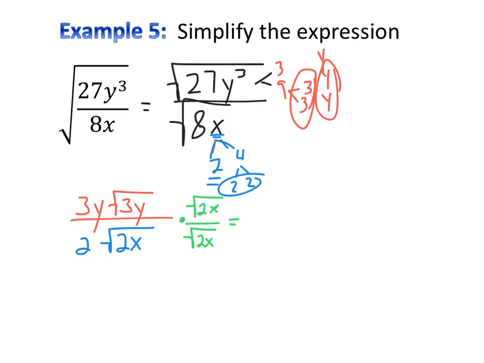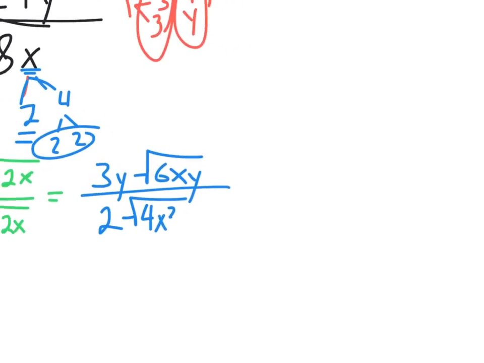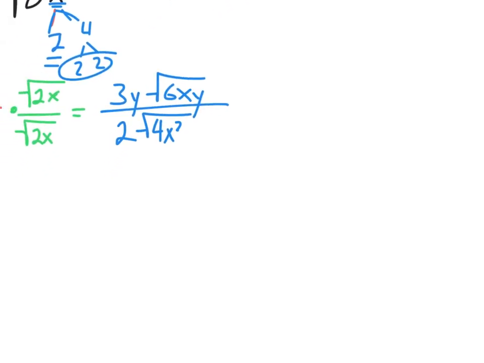That's going to give me on top 3y, square roots of 3y, times the square root of 2x is 3y, square roots of 6xy, over 2 square roots of 2x times 2x is 2 square roots of 4x squared. Now I know I can't simplify the top radical. 6's only factors are 2 and 3, so I can't get a group of 2's out. But on the bottom, I can. So I have to simplify that radical.